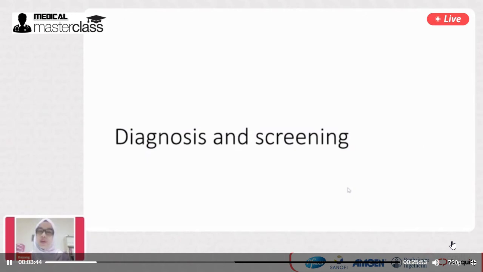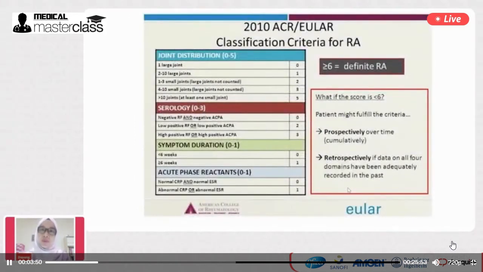Okay, we will move on to the second part of the lecture, which is the diagnosis and screening. So how do you diagnose rheumatoid arthritis? In our rheumatology clinic, we are using the 2010 ACR, American College of Rheumatology, and European League Against Rheumatism, EULAR, classification criteria for rheumatoid arthritis.